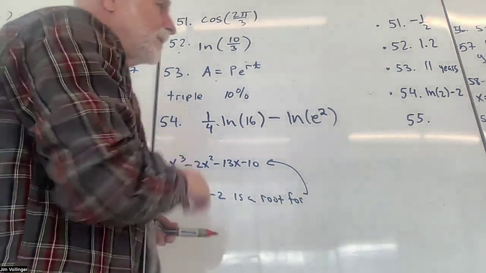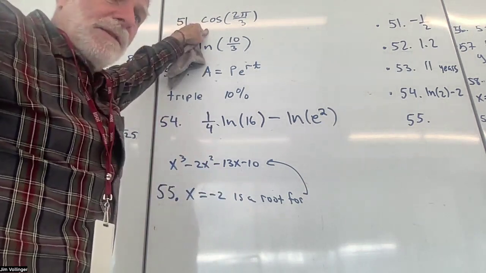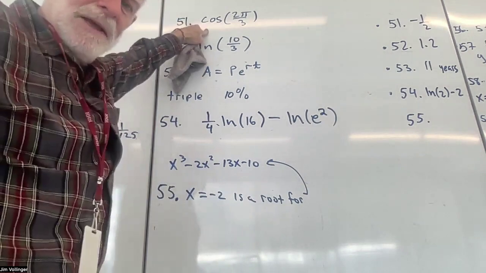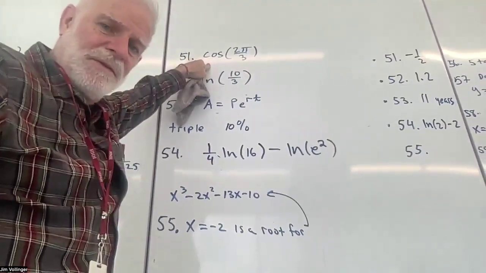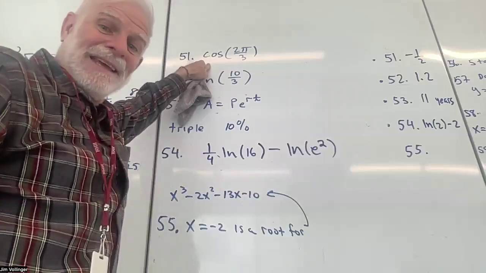So 2 pi over 3. Again, if you're not able to do this, you need to look at the introduction to the unit circle video. I'm not going to give a lecture on that. It's 20 minutes, and I've already done it on the video. And it's been assigned. It's been assigned for a month.